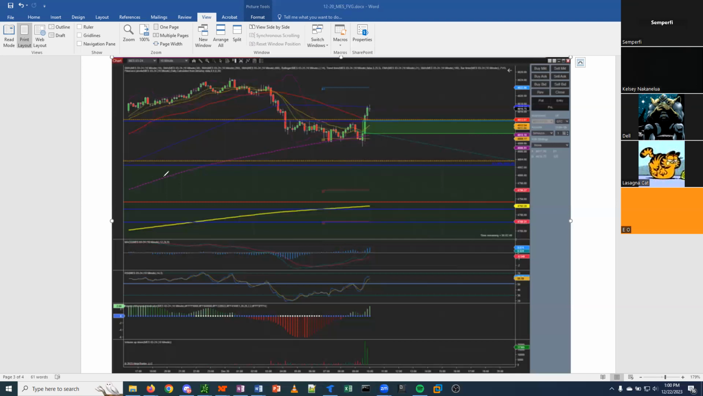Same with the standard dev. Like if there was a standard dev right here, okay, it broke the standard dev +1 or the mean. Okay, so it's going to confirm. It could go all the way down here to this standard dev. But I want to see MACD look like this.